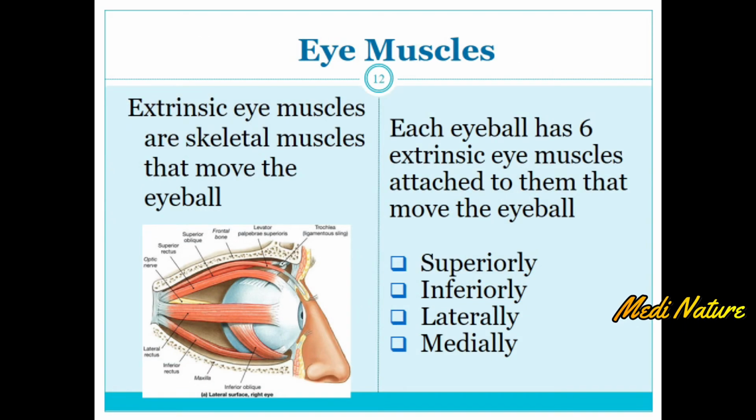The muscles of the eye are also important for the function of the eye. Extrinsic eye muscles are skeletal muscles that move the eyeball. Each eyeball has 6 extrinsic eye muscles attached to it that move the eyeball superiorly, inferiorly, laterally, and medially.